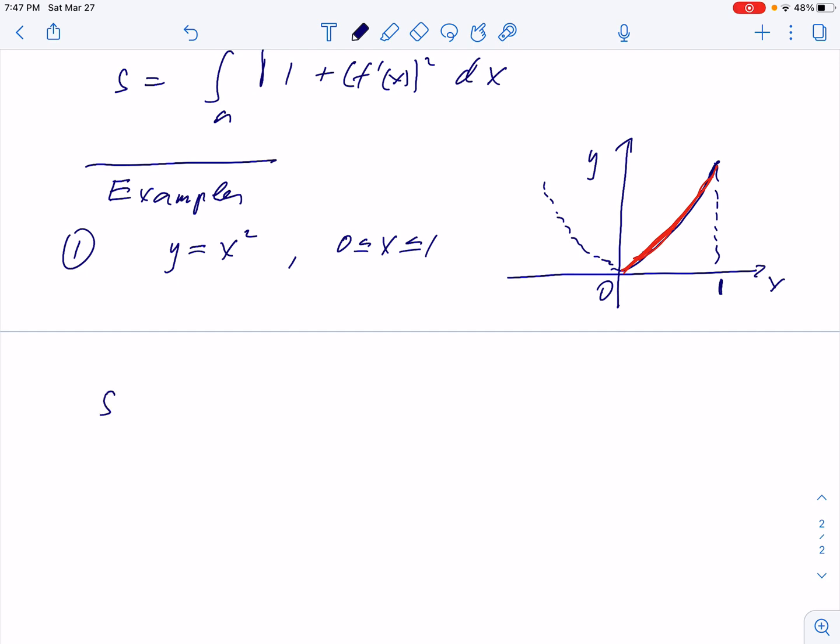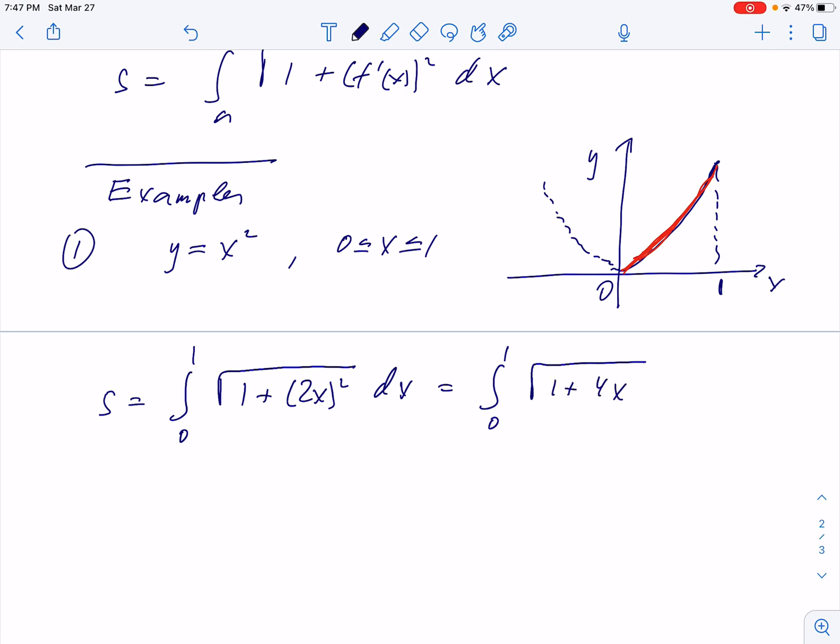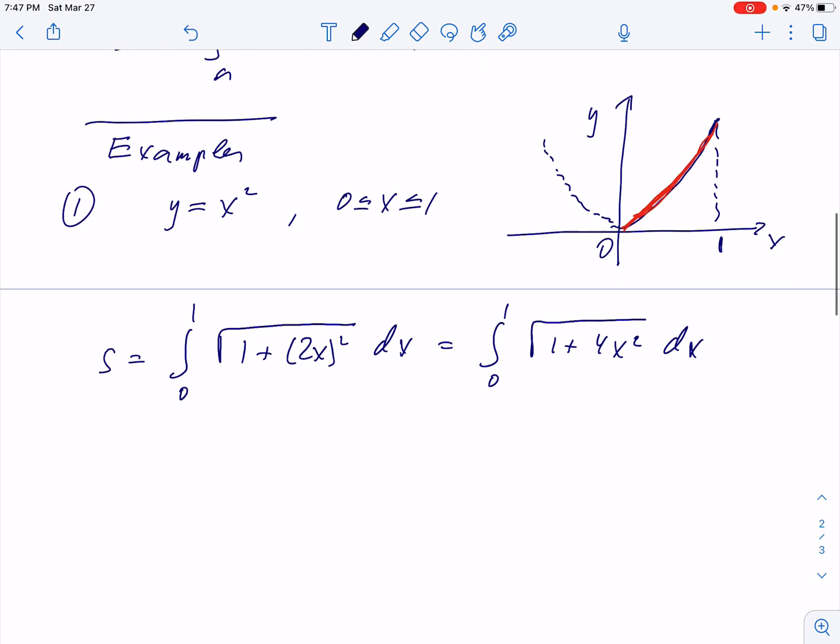Okay, our formula for arc length will give you the integral from 0 to 1 of square root of 1 plus (f prime, which is 2x) squared dx. So this will be the integral from 0 to 1 of square root of 1 plus 4x squared dx. Now, it will be good practice to compute this integral. We have seen such before.